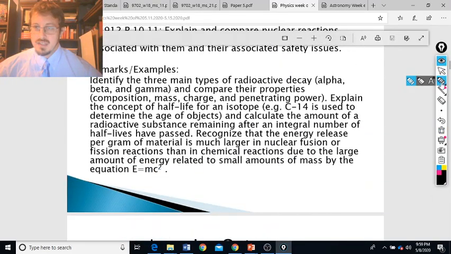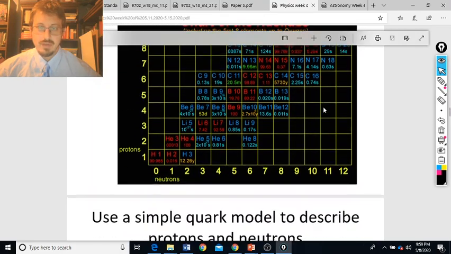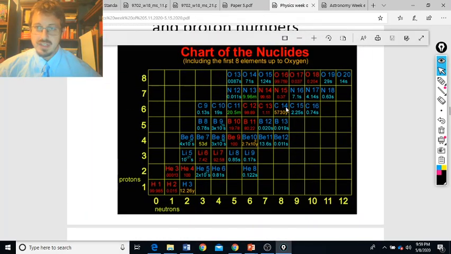Right, so here it says, explain the concept of half-life for an isotope. For example, carbon-14 is used to determine the age of objects. So let's kind of go back down to that chart then and consider that carbon-14. So this carbon-14, it says it's an isotope, right? Most of the carbon in the universe is this carbon-12 here, right? 98.89%. But some amount of carbon in the universe is carbon-14.